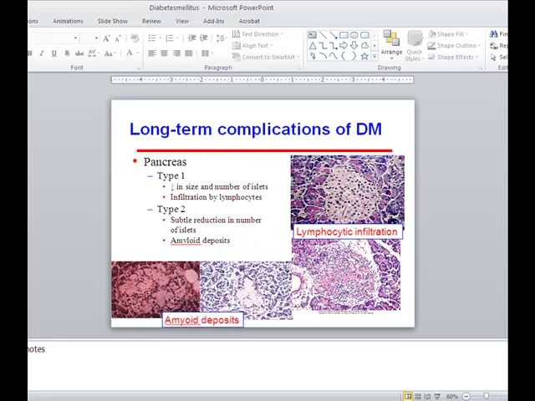Okay, and there are long-term complications occurring in the pancreas. Of course, this is the reason you were losing these beta cells. You have a decrease in the size and number of islets. They are infiltrated by lymphocytes, and that's in type 1 diabetes. In type 2 diabetes, there could be a reduction in the number of islets, but that's not the primary reason. But there seems to be some correlation with the development of amyloid deposits in these type 2 diabetic patients.